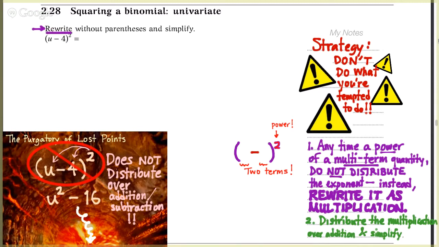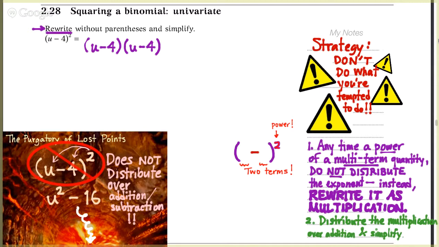Helpfully, the statement of this problem also gives away that strategy. It'll say rewrite without parentheses. But even if the problem doesn't state it explicitly, I'm going to expect you to know that this is what must be done every time you try to take a power of something that has multiple terms. So what does that rewriting look like? We just have to remind ourselves that to square a number is to multiply it by itself. So u minus 4 squared is really just u minus 4 multiplied by u minus 4.